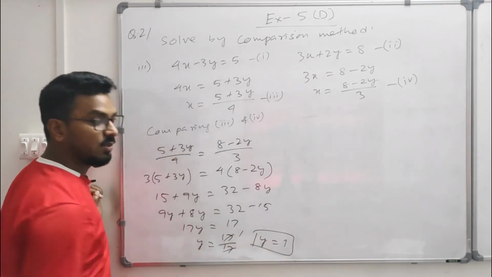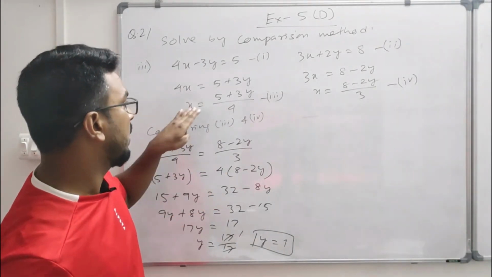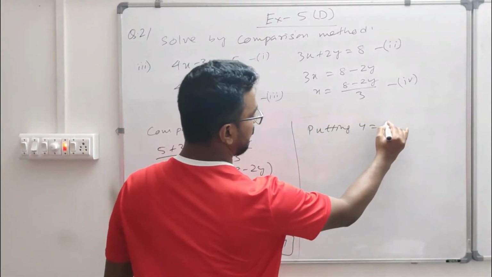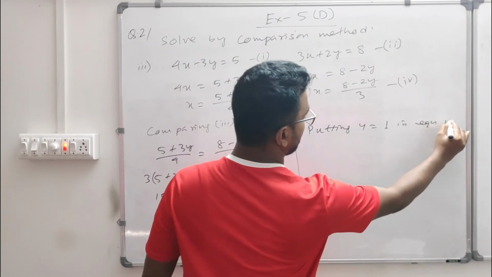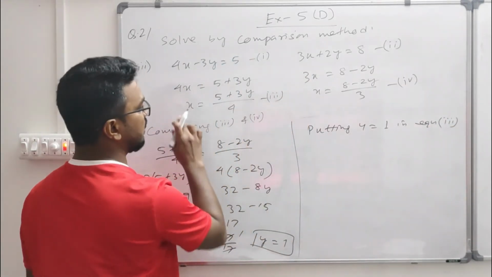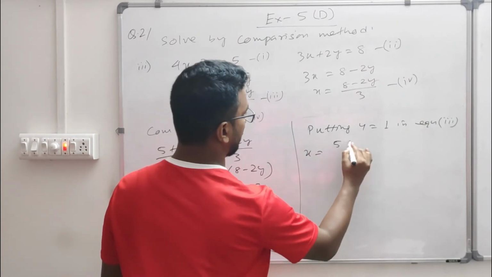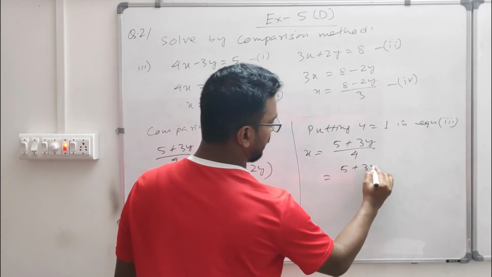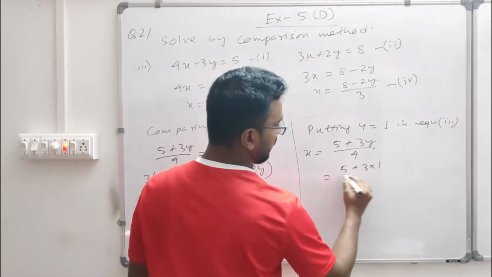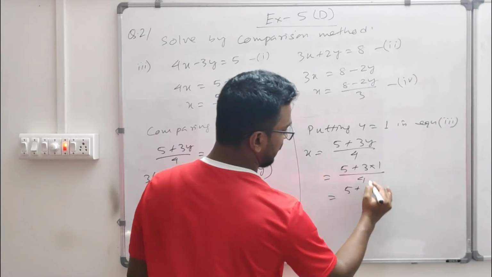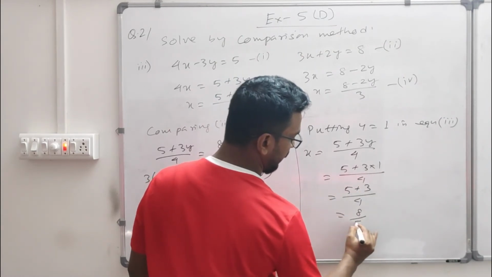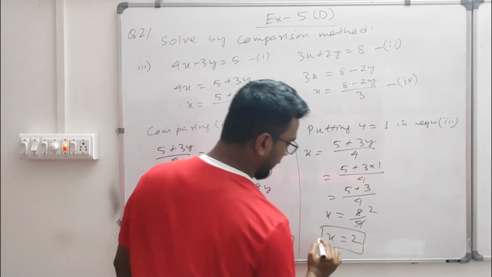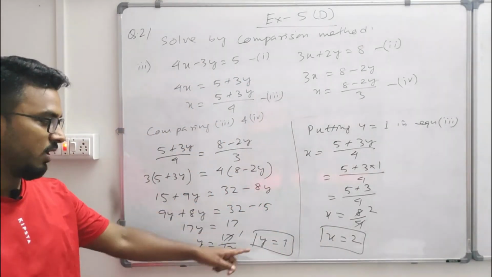Now you just replace the value of y equals 1 in any of the equations. Let me put it in equation number 3 only. Putting y equals 1 in equation 3. If you replace it here, it will become x equals (5 plus 3y) divided by 4. This is given. So you replace the value: 5 plus 3 into the value of y which is 1, divide by 4. So 5 plus 3 divided by 4 will become 8 by 4. If you cancel, 2. The value of x is 2. Fine. So the value of x is 2 and y is 1.